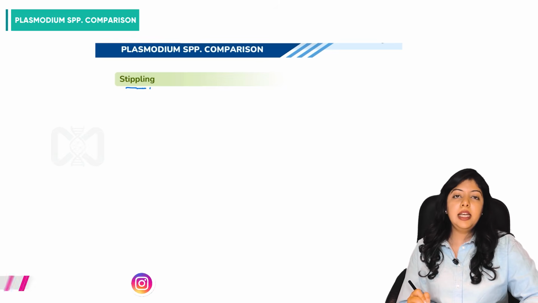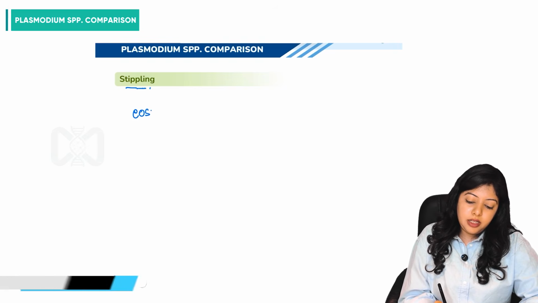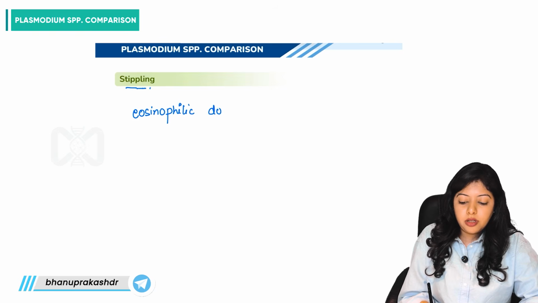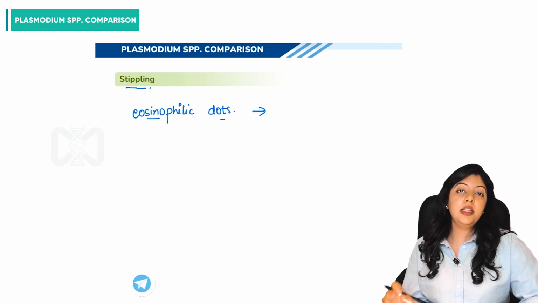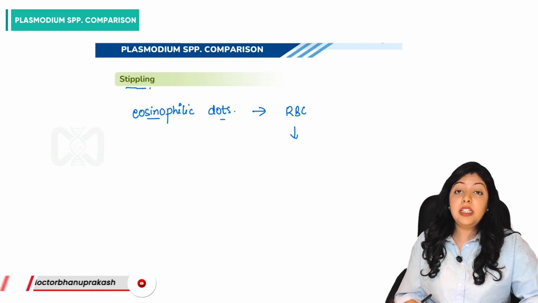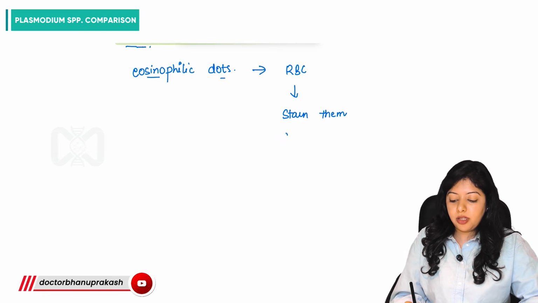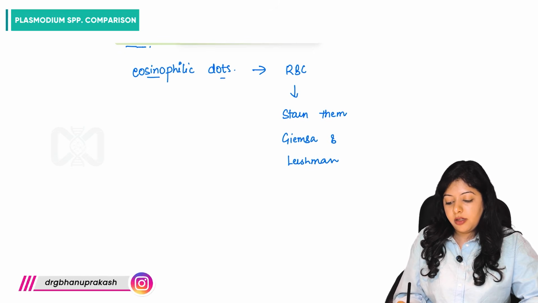Now, next section is stippling in the different Plasmodium species. Stippling is nothing but the eosinophilic dots which appear on the surface of RBCs once we stain them with Romanowski stains like Giemsa or Leishman stain.